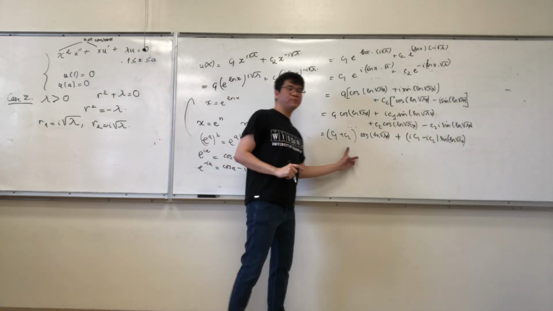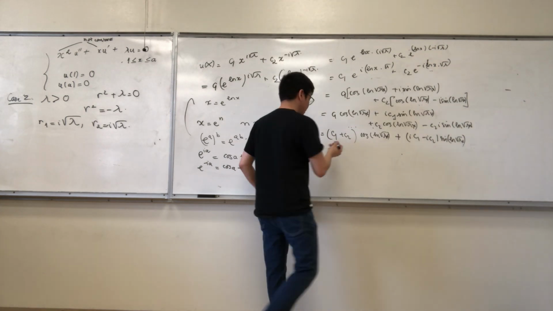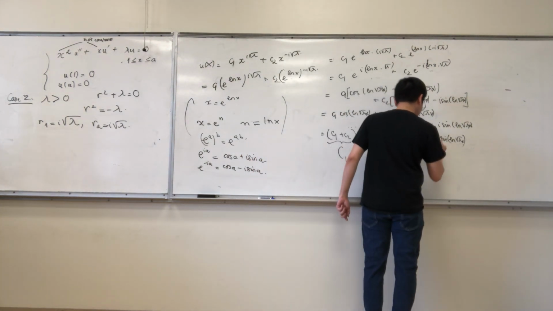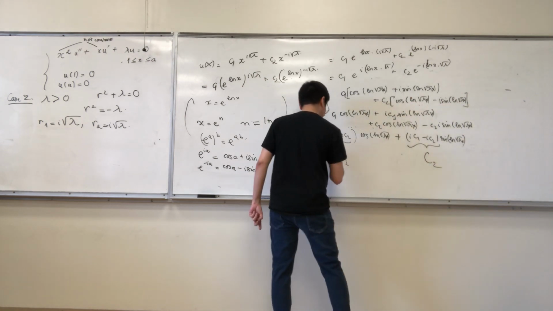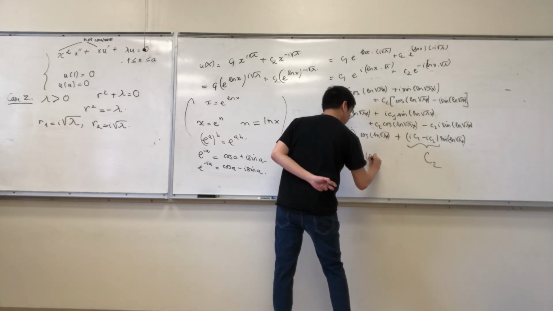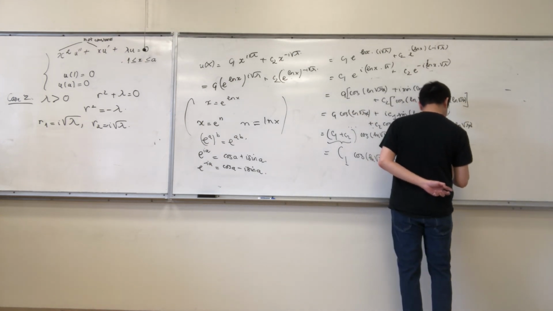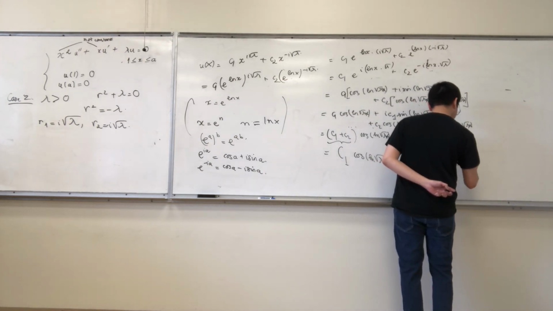Now I'm going to put this with a big C1, and I'm going to put this with a big C2. So I'm going to have cosinus of log of square root lambda x and sinus of log of square root lambda x.